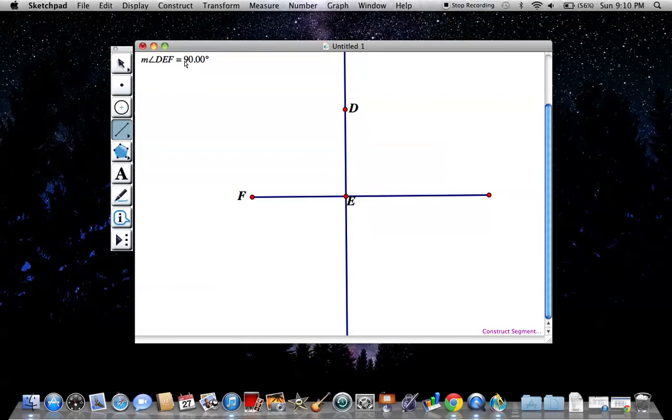and anything over 90 and up to 180 is what we call obtuse. It would be an obtuse angle if it was between 90 degrees and 180.